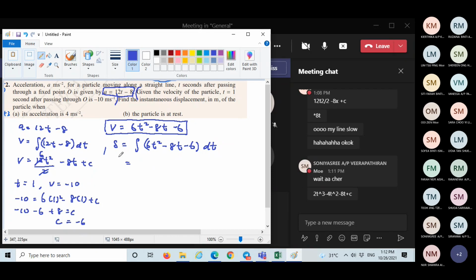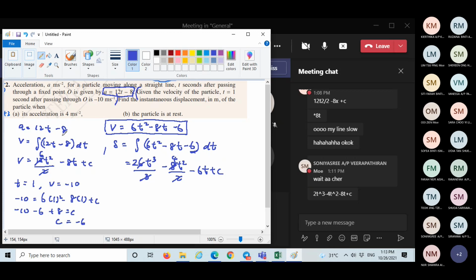Okay, this is the answer by Sonia 3. Okay, I do by myself. Okay, 6. This is a power 3 over 3. Cut. So I get 2t to power 3. Okay, good. Next, 2 over 2. Cut. So 4 minus 4t squared. Correct. Okay, then this is a minus 6. This is not 8 lah, dear. This is 6. Okay, so 6t and then plus c.